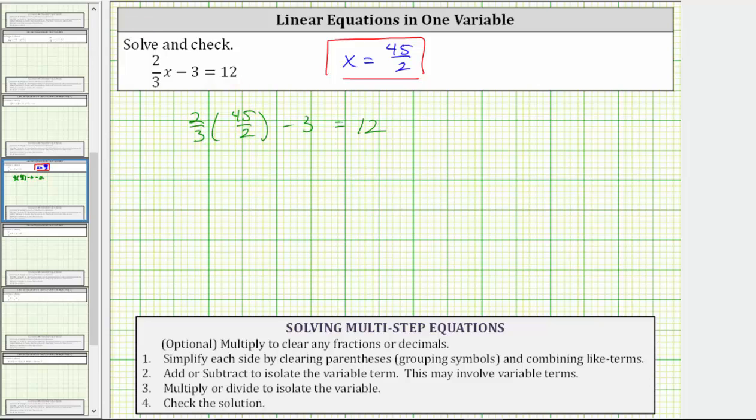Simplifying before multiplying, we have 1, 2, and 2 here and here. Here we have a common factor of 3. There's 1, 3, and 3, and 15 3's and 45. This is now just 1 times 15, which is 15. We have 15 minus 3 equals 12. 15 minus 3 is 12. 12 equals 12 is true, verifying our solution is correct.